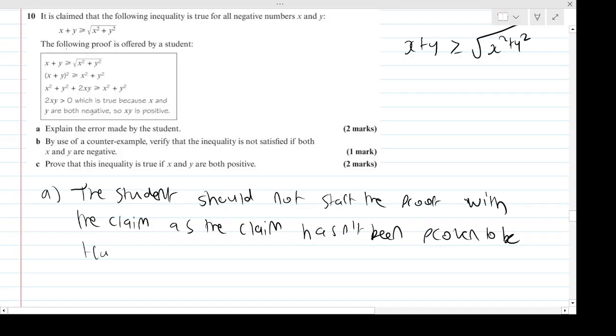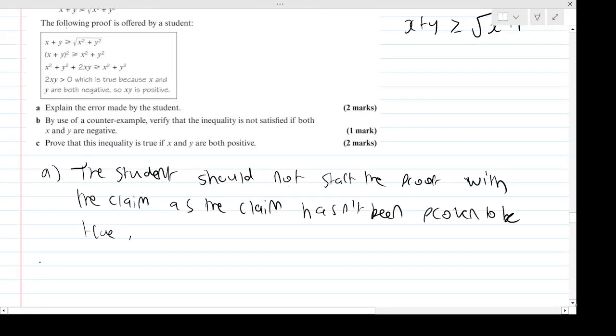And so that's the idea with proofs, right? Ideally we want to start with something that you know is definitely mathematically true, and then work your way back. Now, if he instead started with this bit, 2xy is greater than 0 because xy is positive, then the student would be onto something there. But it's the wrong way around. You can't start with what you're trying to prove is true. It doesn't work like that. So that's the error.